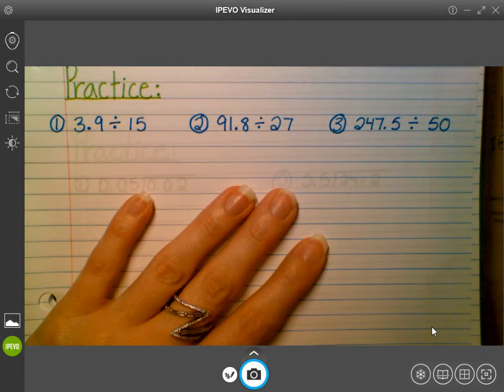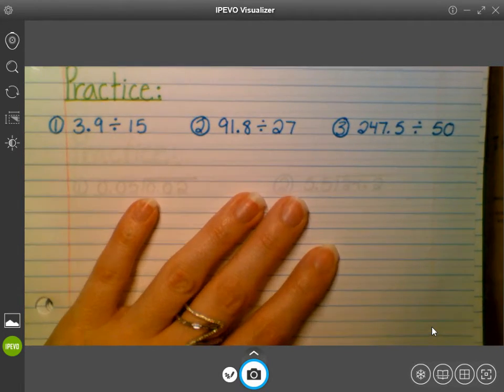So as soon as you have these written down, you can start to solve them. Don't forget to extend that top line when you're setting them up a little longer than the dividend, in case you have to add zeros. Go ahead and solve when you're ready.